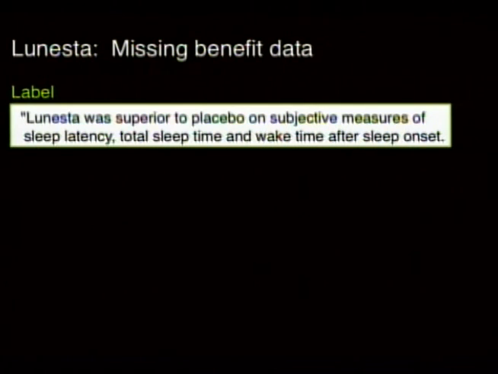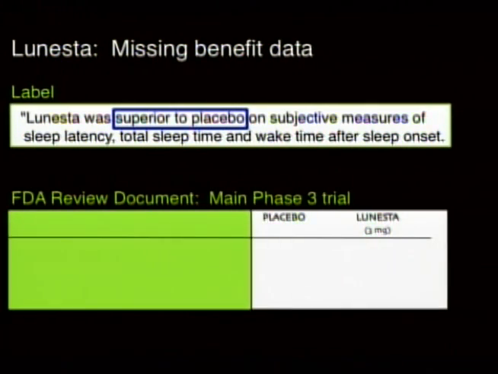Lunesta was superior to placebo on subjective measures of sleep latency, total sleep time, and wake time after sleep onset. So nowhere in the label can the doctor learn how much it works. They can just learn it works. So when you slog through the FDA documents, you can find out how well it works. This is the result from the longest, a 6-month study and largest phase 3 trial.